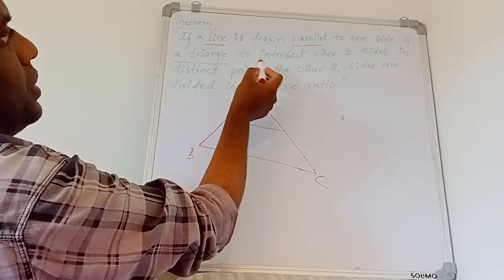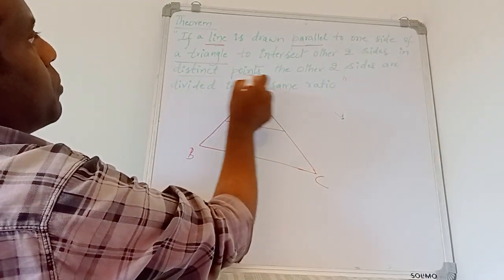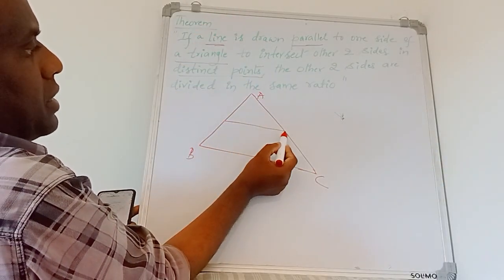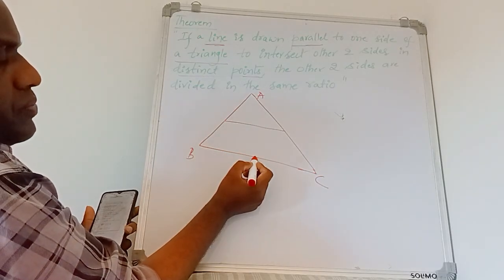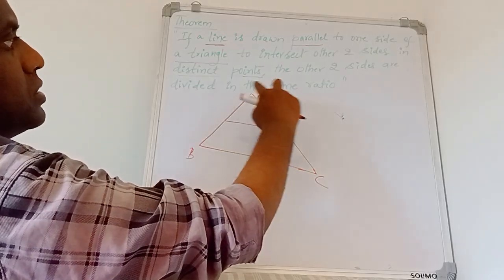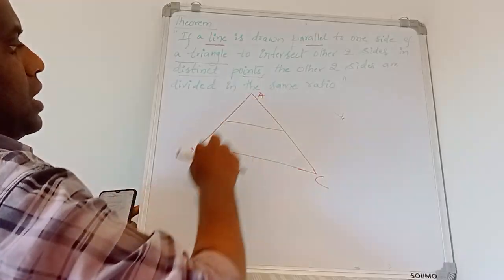So next, continuing, to intersect the other two sides in distinct points. That means when you draw this parallel line, this is parallel to this side BC. Okay, the remaining sides are what? This and this. That means AC and AB.